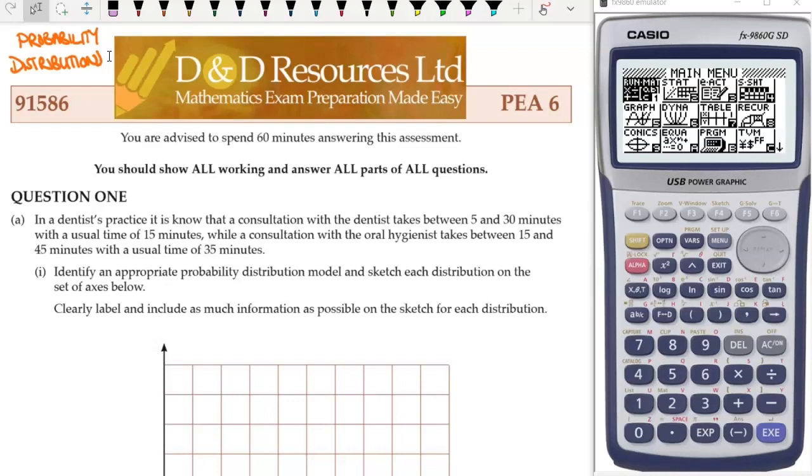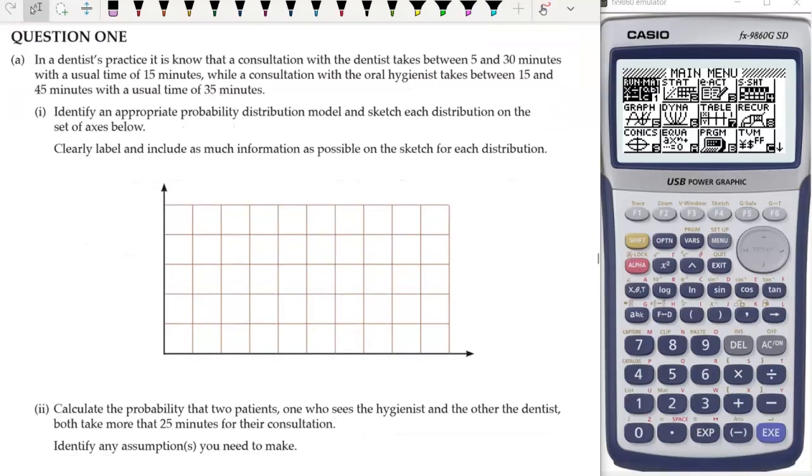Okay, so this one is for probability distributions paper 91586, and it's their practice external assessment number 6, the last one in the booklet. Okay, so let's tuck into question 1.